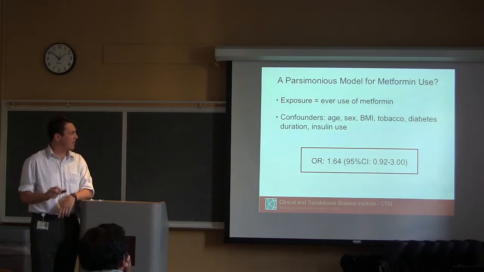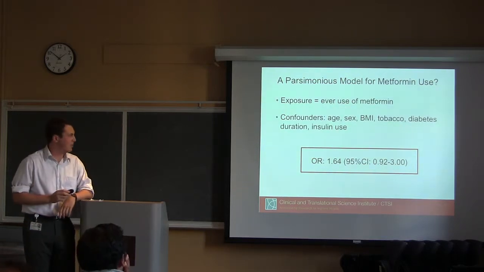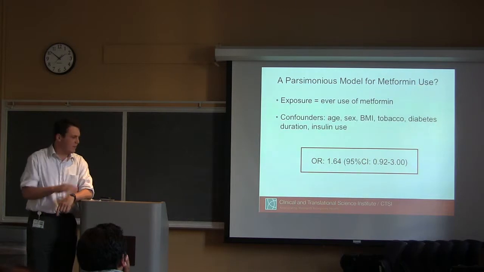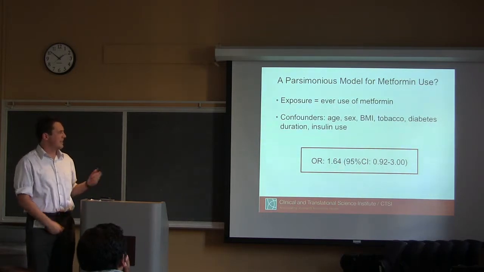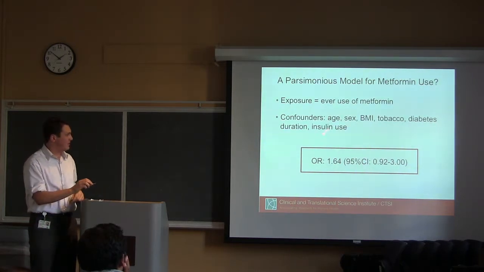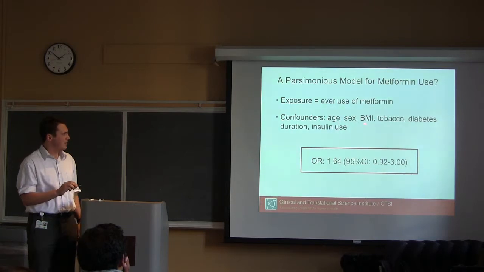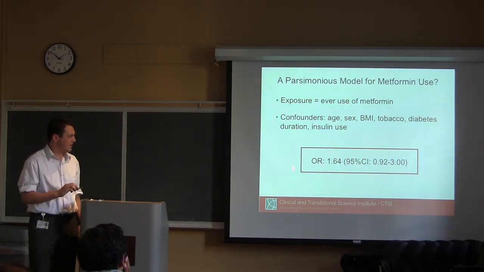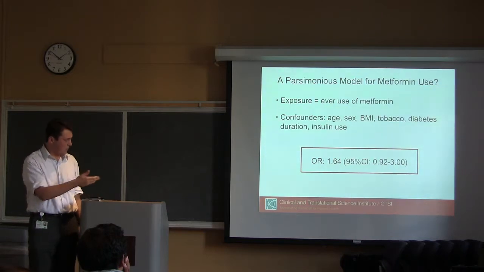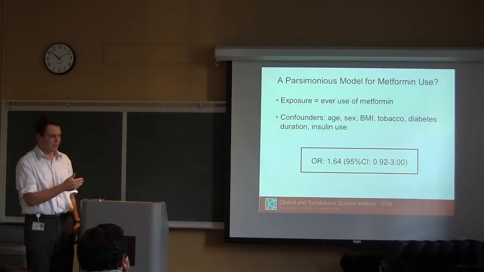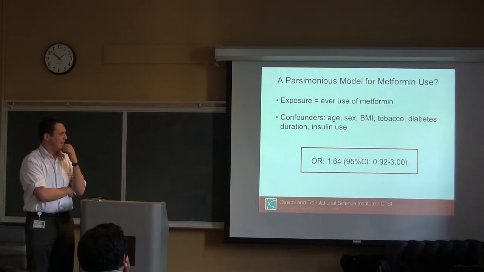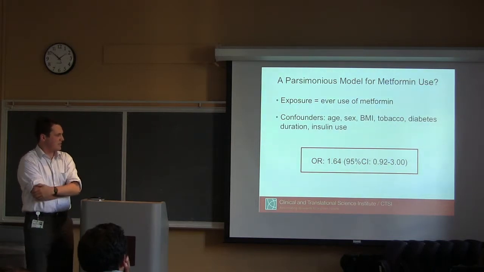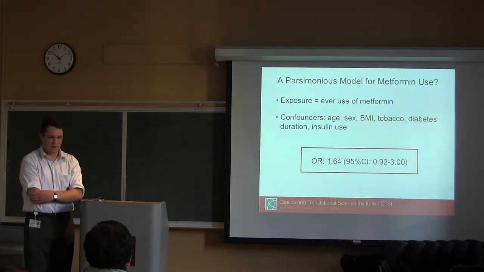So now, with all that, it created a parsimonious model for metformin use. The exposure was ever use of metformin, and the confounders that stayed in the model were obviously our matching factors. These have to be in there. And then the patient's BMI, tobacco, diabetes duration, insulin, and we got this value. So a nearly statistically significant increase in risk with pancreatic cancer, with a point estimate that's quite impressive, 1.64.